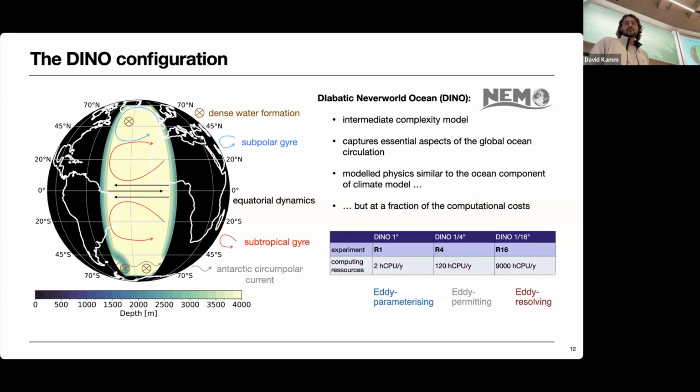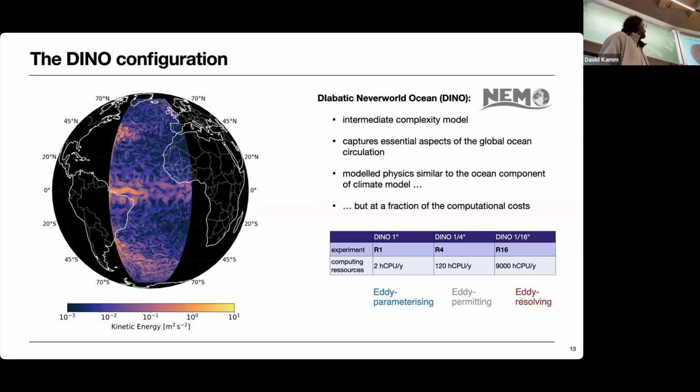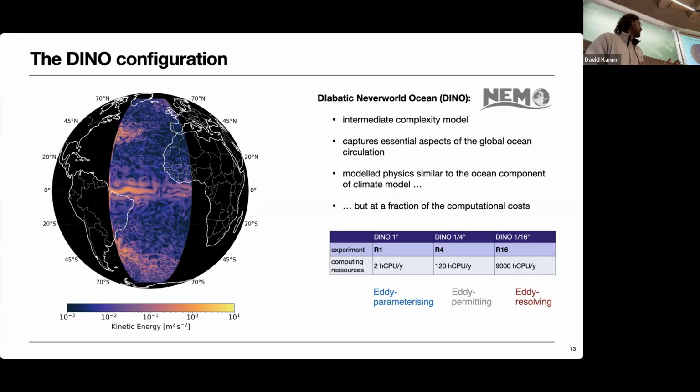And this allows us to run the DINO configuration at 1 degree, a quarter of a degree, and 1/16 of a degree horizontal resolution, spanning this entire range of eddy parameterizing to eddy resolving regime. And so then we can actually run the simulation at this highest resolution and resolve the mesoscale eddies explicitly.